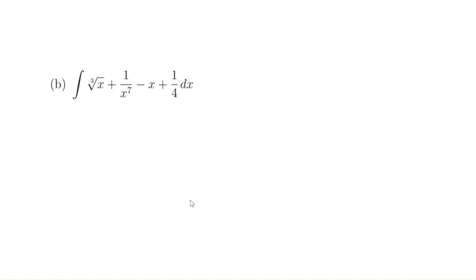How about something like this? Well, for this one, we have a cube root of x, so I want to rewrite this as x to the 1/3 power. And we also have a 1 over x to the 7th, so let's write that as x to the -7th. And we have a minus x, or you could write it as x to the 1, plus 1/4 dx. So what is the integral going to be? So we have this big long integrand here, and we're adding and subtracting several terms here.